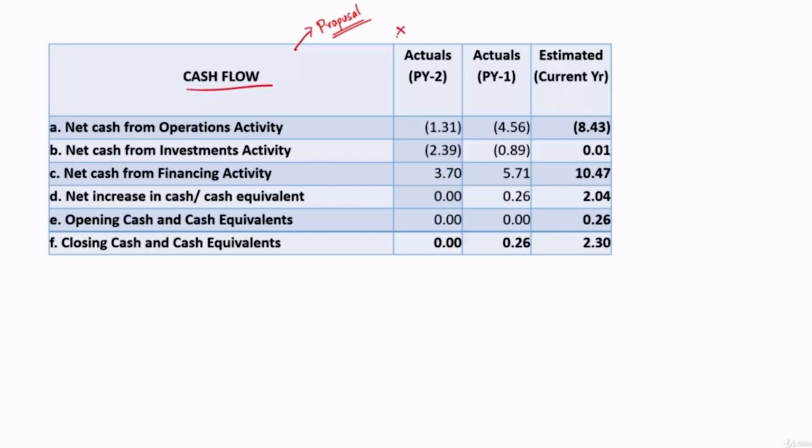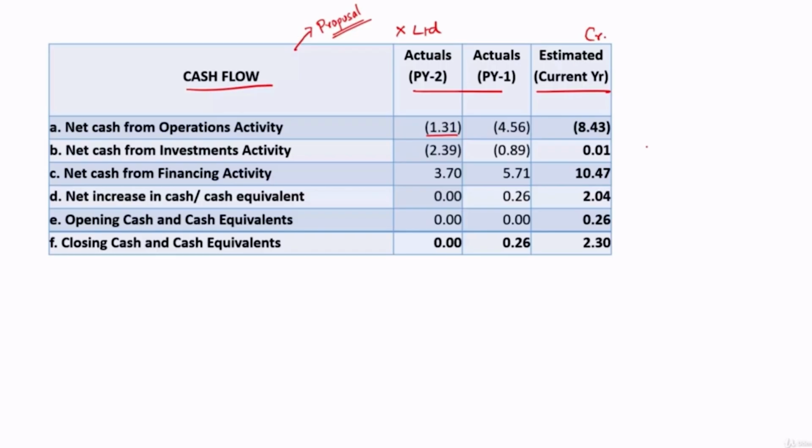Okay, let's have a look at this cash flow. We have the cash flow of, let's say, X Limited for the previous 2 years and an estimate for the current year. So what is happening in previous year 2? Let's analyze that. Net cash from operations is negative 1.31. Let's say figures are in crores. It is negative 1.31.